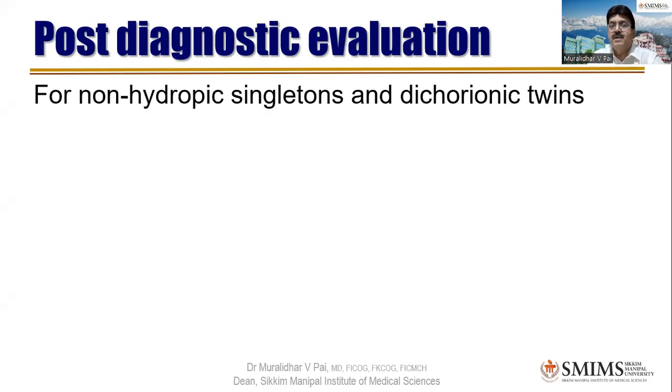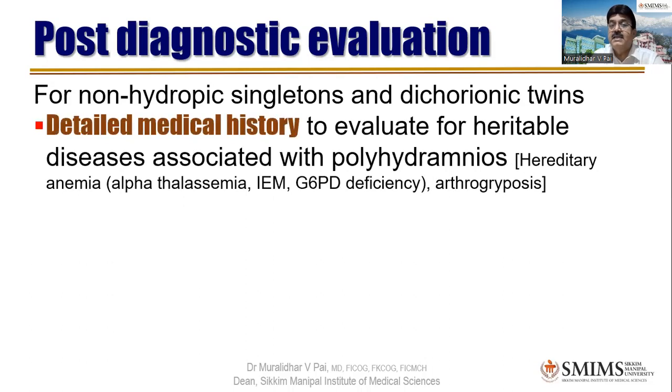So for non-hydropic singleton and dichorionic twins, because we know twin-to-twin transfusion is a big chapter, a big topic, I have taken 3 classes on that, the management is entirely different based on so many other things. Whereas here it is non-hydropic, that means the baby doesn't have much of a problem, and it is a singleton pregnancy, or even if it is twins, it is dichorionic twins, then take a detailed medical history to evaluate heritable diseases associated with polyhydramnios. For example, hereditary anemia, alpha thalassemia, G6PD deficiency, or arthrogryposis.